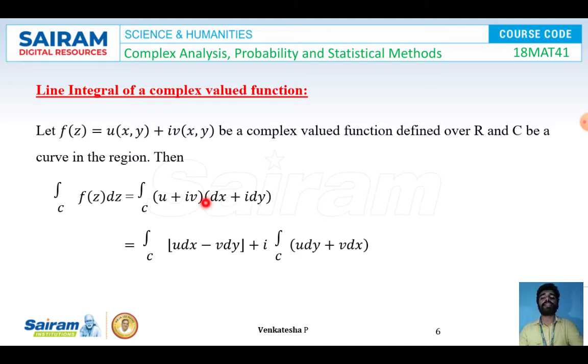By multiplying this we get u dx plus i u dy plus i v dx plus i square v dy. Since we know that i square is equal to minus 1, this becomes minus v dy. So I get the integral over C of u dx minus v dy plus i times the integral over C of u dy plus v dx.